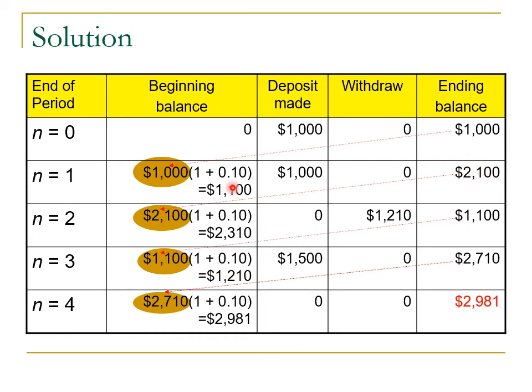Then this amount will earn an interest of 10% until the end of the second year. So it will be this much, and we withdraw this amount from the total, and the net balance will be $1,100, and it will earn 10% interest for one period. And we also make an additional deposit of this much, so the total balance at the end of year 3 will be this much, and then this will earn an interest of 10% until the end of year 4, and there is no deposit or withdrawal, so the total amount at the end of year 4 will be this much.